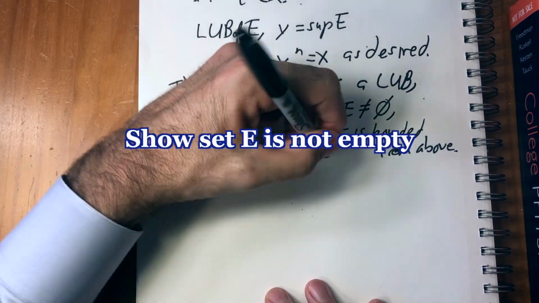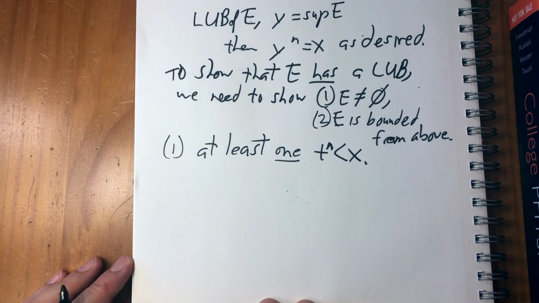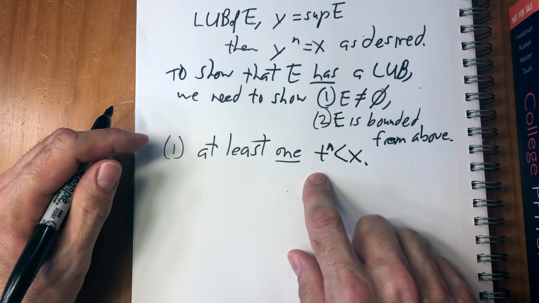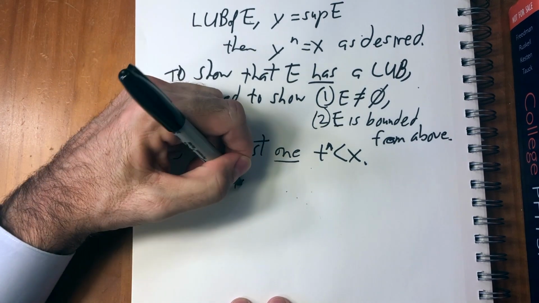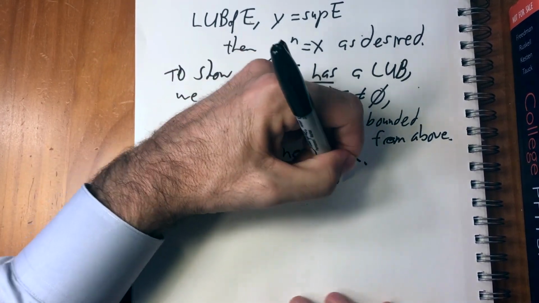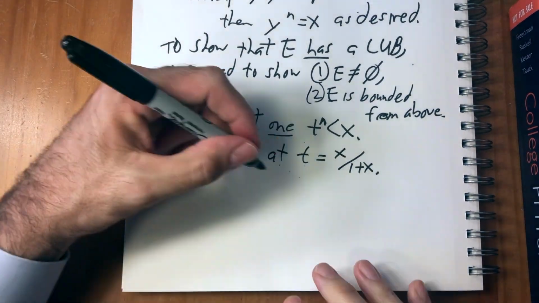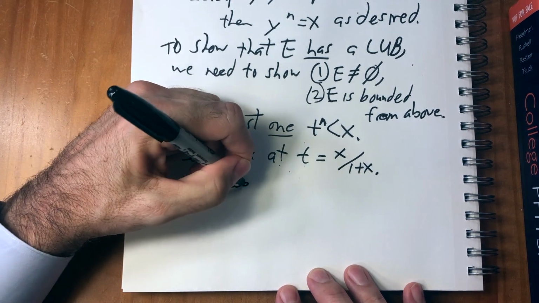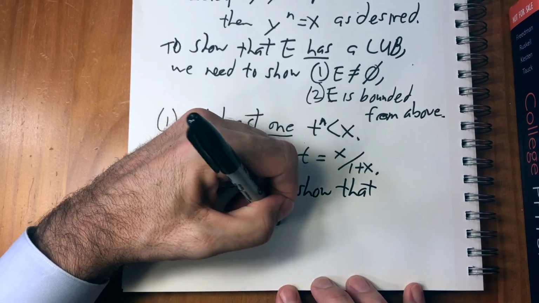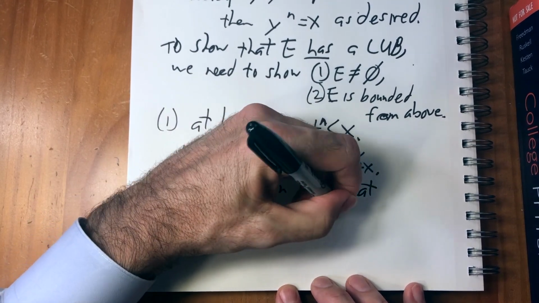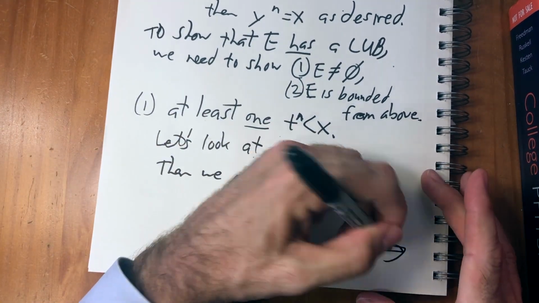So that means we have to show at least one t to the n is less than x. So we're just going to try to find a t such that t raised to the n is less than x. So let's look at t equals x over 1 plus x. Then we can show that t to the n is less than or equal to t is less than x. So then t to the n will be less than x. Okay. Next page.